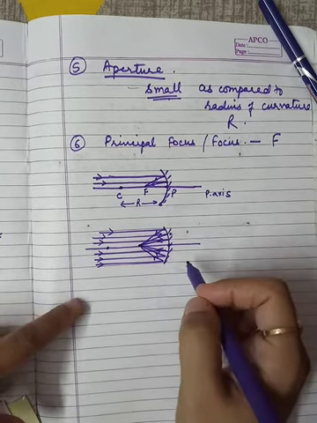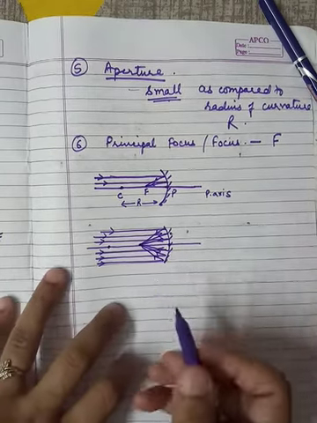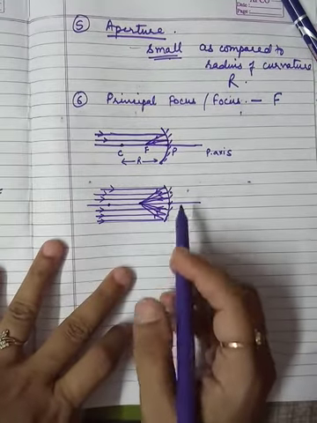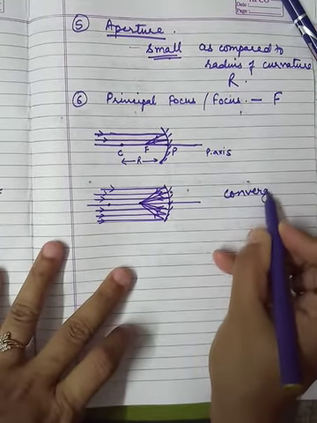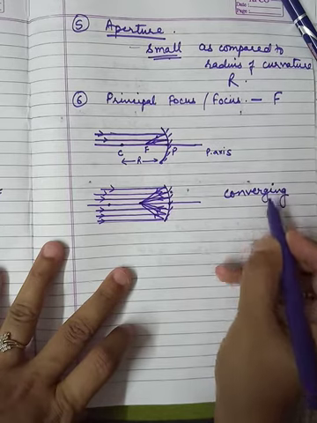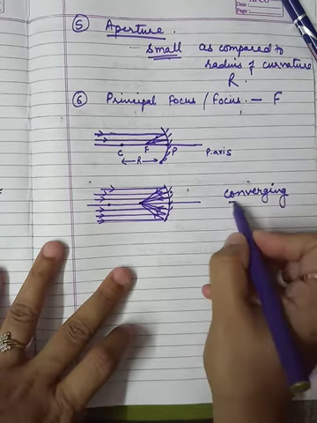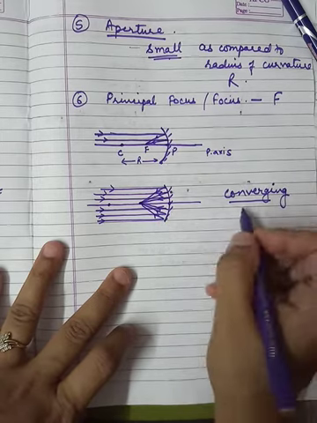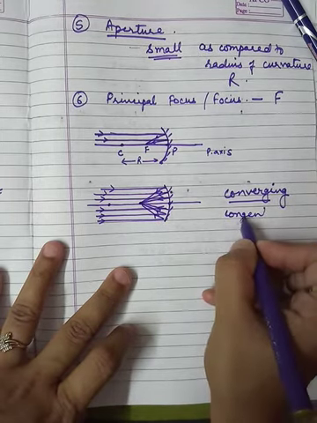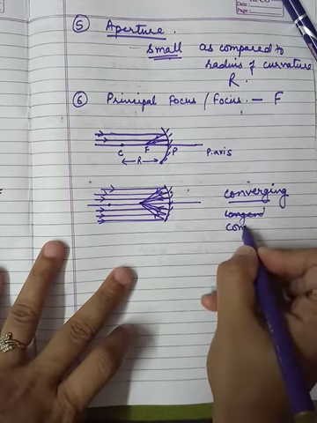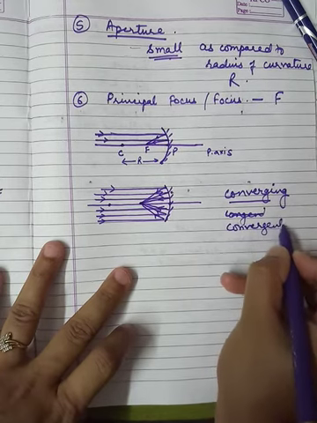And this was the case of the concave mirror. Let us draw it for the convex mirror. For the convex mirror, the reflected rays are converging. That is why this convex mirror is also known as a convergent mirror.